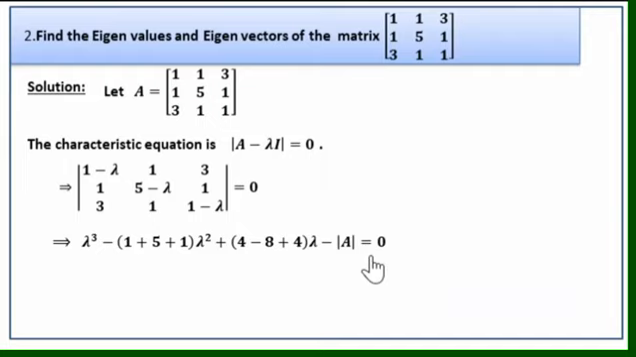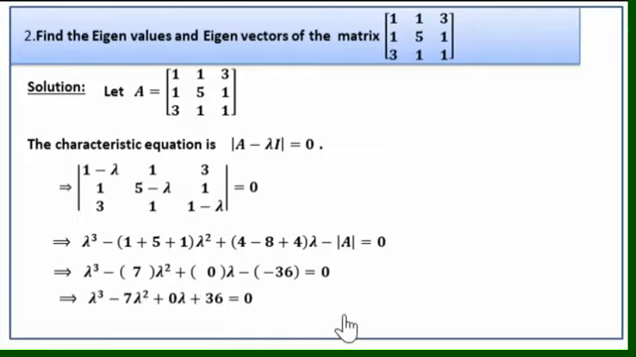So find the determinant of A and substitute. Here lambda cube minus (1 plus 5 plus 1), that is 7 lambda square, plus 0 lambda, minus determinant of A, which is 36. You can calculate using a calculator and then substitute and find the roots of this cubic equation. We will get 3 roots and the roots are nothing but eigenvalues of the matrix. So the eigenvalues are minus 2, 3, 6. The roots of this equation are minus 2, 3, 6 and these are the eigenvalues.